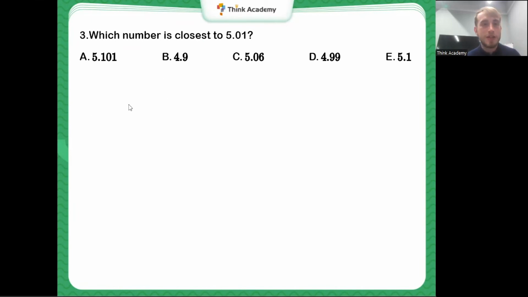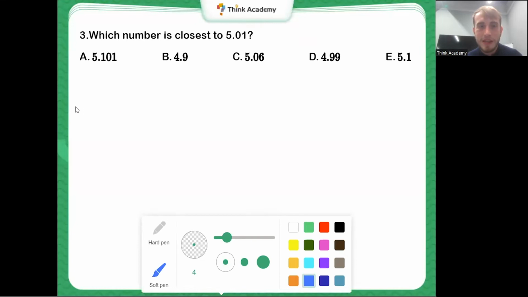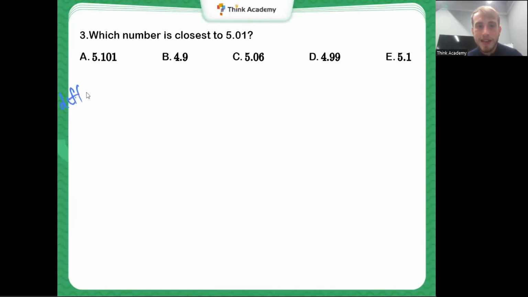So for each of these ones, you can do a column subtraction to check, but I'm just going to write down the difference for each one, so we can see which one has the smallest difference and is therefore the closest. So the difference between 5.01 and 5.101 is going to be 0.09. So that will take you up to 5.1, and then the extra 1 in that thousandths digit there. The tenths, the hundredths, the thousandths. So the difference is 0.091.